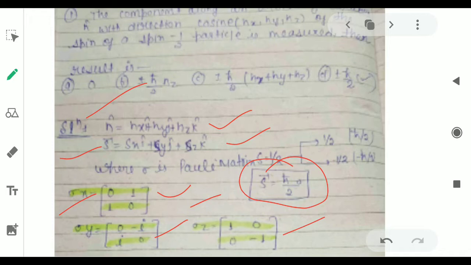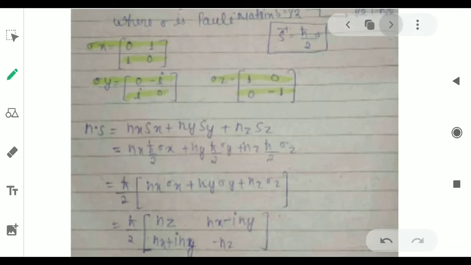Now, spin is generally of two types, plus half and minus half, so the value will be plus h cross upon 2 or minus h cross upon 2. Now we will find the value of n dot s, which is nx sx plus ny sy plus nz sz, the product of two vectors. We put in the values of sx as h cross upon 2 sigma x, sy as h cross upon 2 sigma y, and sz as h cross upon 2 sigma z. Now we take h cross upon 2 common. The value will be this.